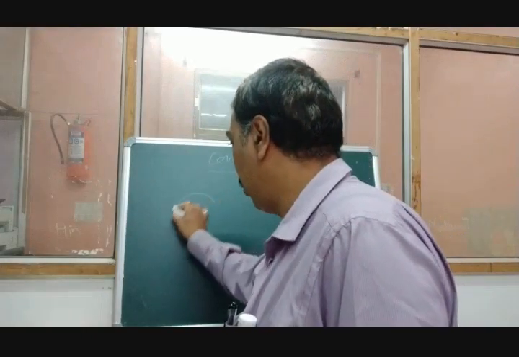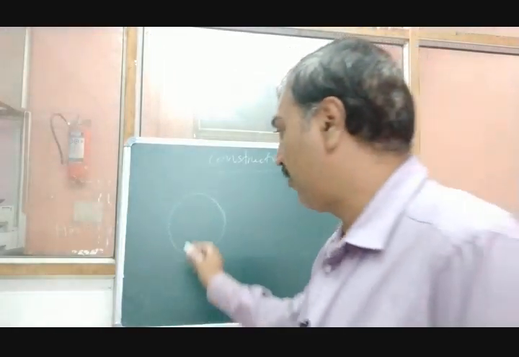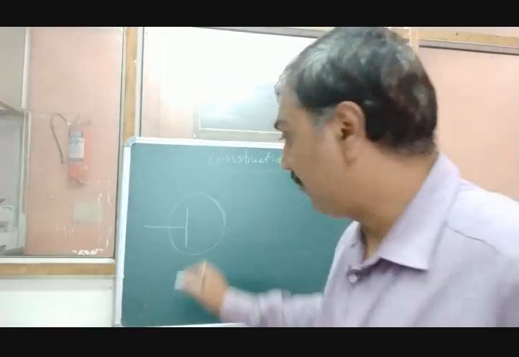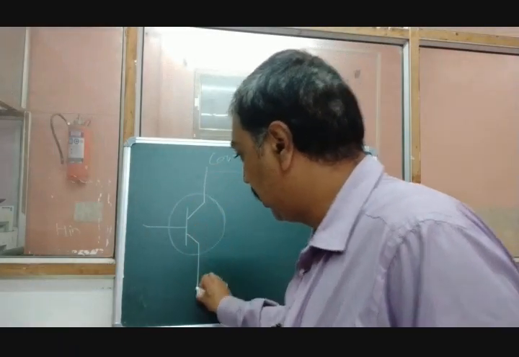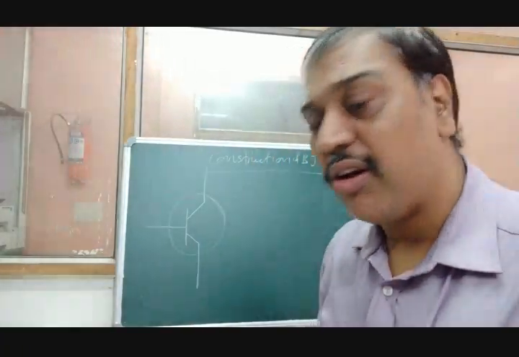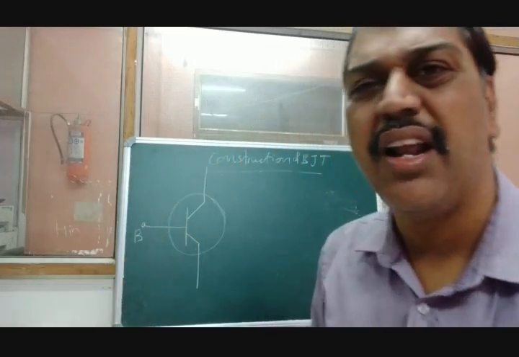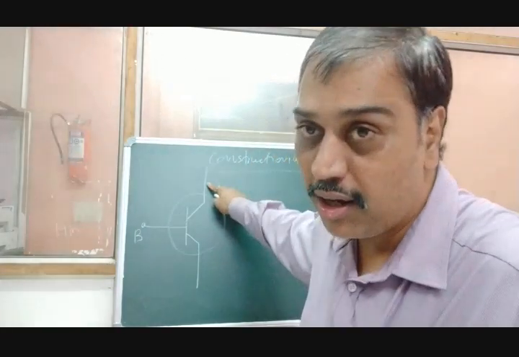To draw the symbol, first of all make a circle. Apart from this, there is a plate, and the terminal would be drawn. Apart from this, another terminal would be there in the upward direction and downward direction. It has three terminals. Out of these three, the central terminal is said to be the base. Now the other would be either collector or emitter.